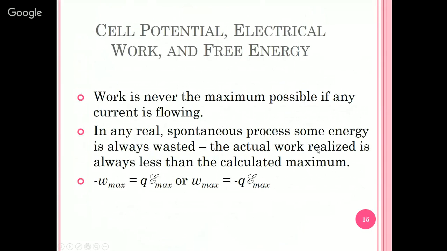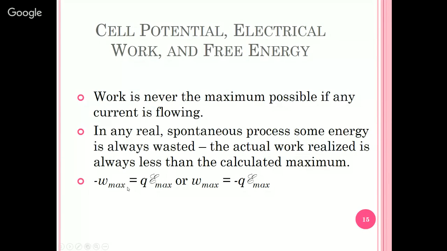So cell potential, work, and free energy. How are all of these things related? Work is never the maximum possible if any current is flowing. This is because anytime you have electrical current, there is always heat associated with that. So energy is always being lost through heat in any real spontaneous process. There's energy that is always wasted, so the actual amount of work that we can get is less than the maximum.